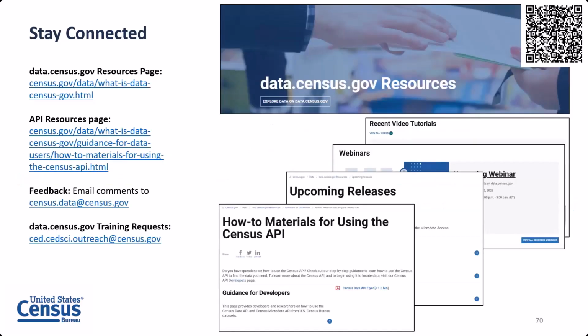Just wanted to mention our resources pages that are available. We've got our data.census.gov resources and our API resources. And then again, those 2 feedback emails you can reach out to. That's census.data@census.gov. That's the one you want to send if you have any follow-up questions from the webinar today.